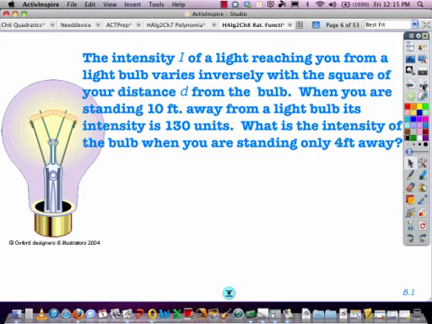So let's start with what we did in that last problem, and that was write your variation equation from that given information.